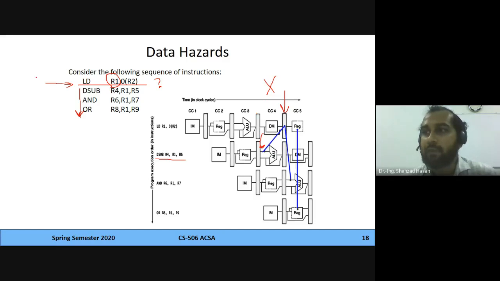So this sequence is a unique sequence which cannot move without inserting a stall. And since this sequence involves a load instruction producing a result, we call this hazard a load use hazard, right?